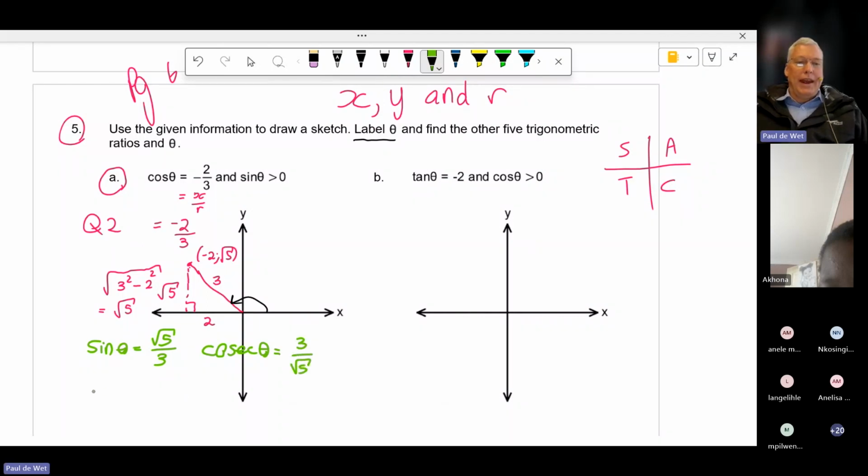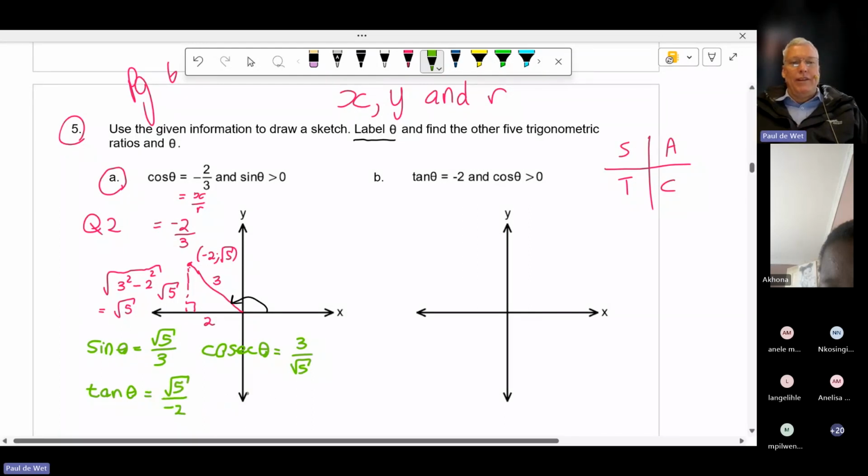What about tan? Let's do tan. Tan, guys, is y over x. Y over x. Well done. It's root 5 over negative 2. Do you see how important it is for us to learn our ratios? How do I get cot from tan? What do I do? I turn it upside down. Negative 2 over root 5.